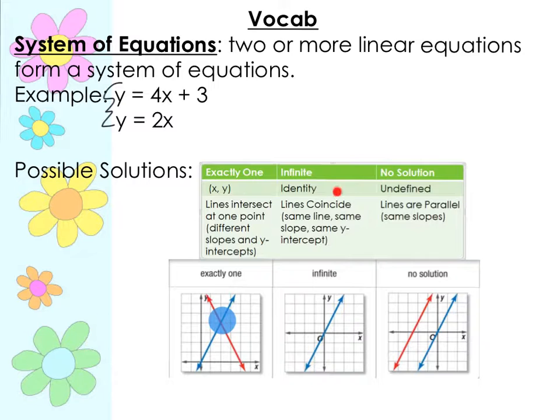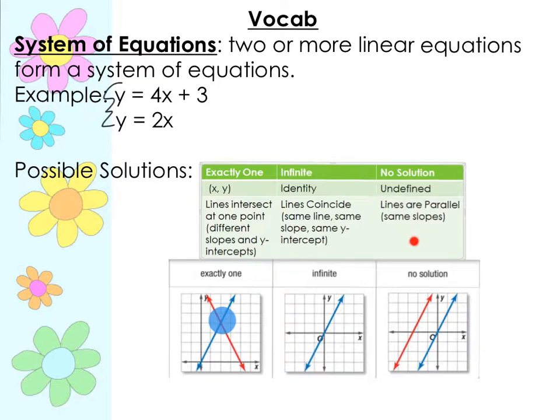We can also have something called an identity, or infinite number of solutions. This means that it's the exact same line. The equations look exactly the same. They have the same slope and the same y-intercept. And when you graph, the two lines are right on top of each other. They're the exact same line. So that means no matter what ordered pair we were to pick, it would always work.